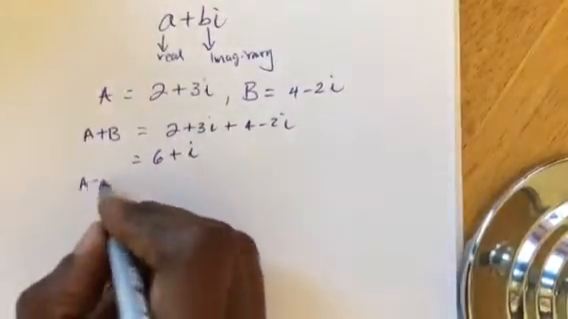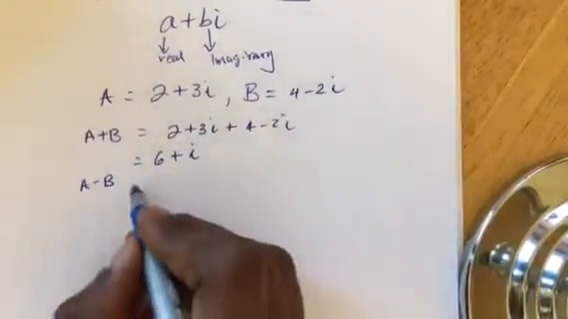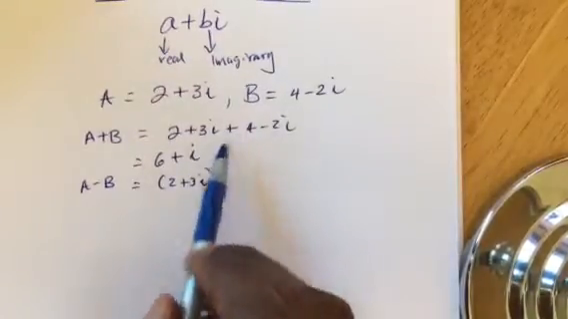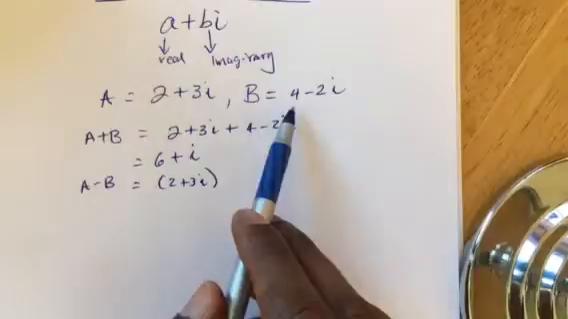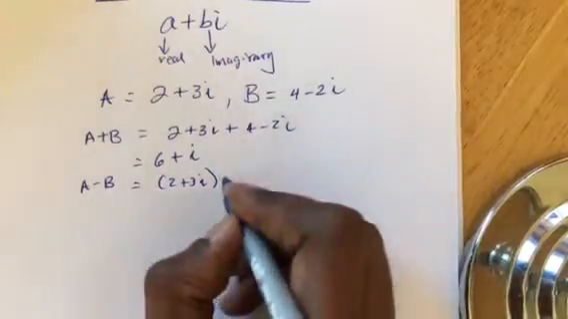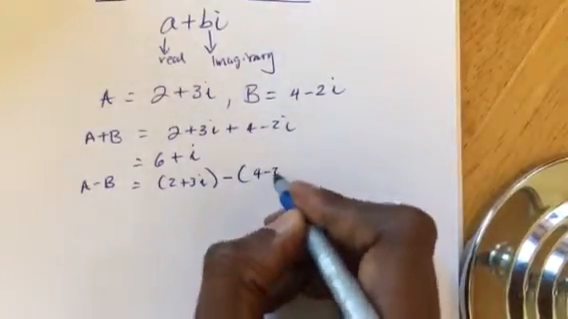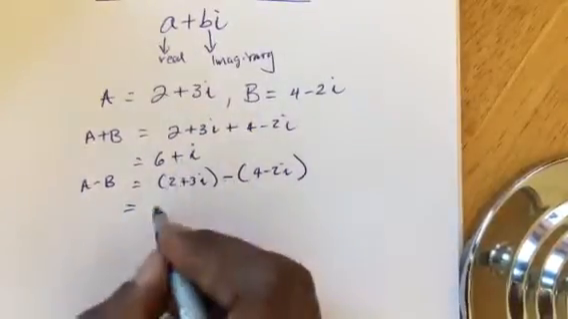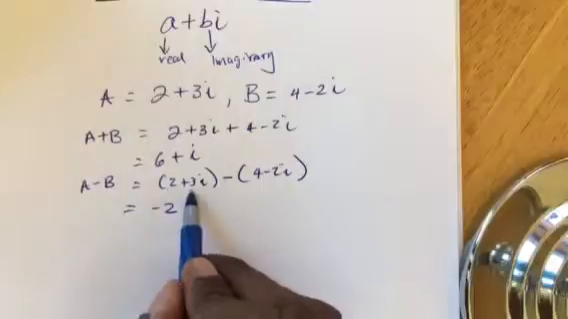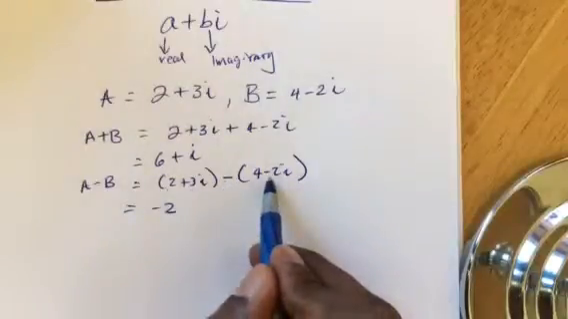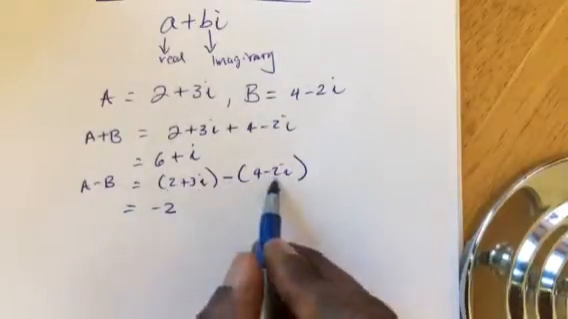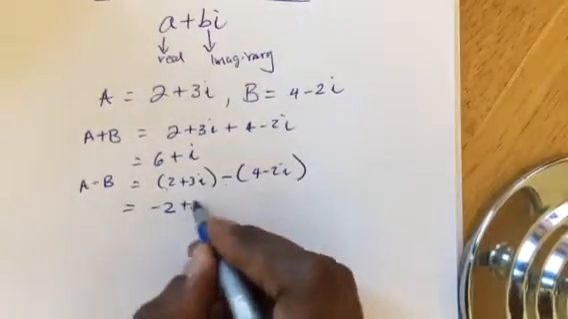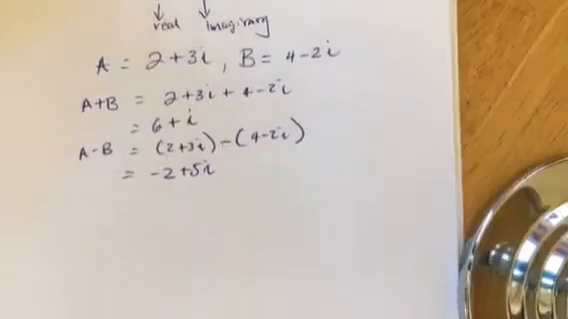However, if we are subtracting A minus B, then we would have 2 plus 3i. We have to use parentheses whenever you're subtracting and you have more than one term coming in. So we will say minus, and then here you have 4 minus 2i. So 2 minus 4 would give you negative 2, and then here you have 3i minus, and then another minus, so that would make it positive, 3i plus 2i, which gives you 5i. So that would be the subtraction.